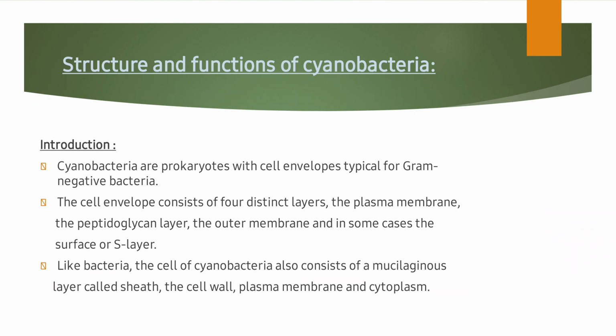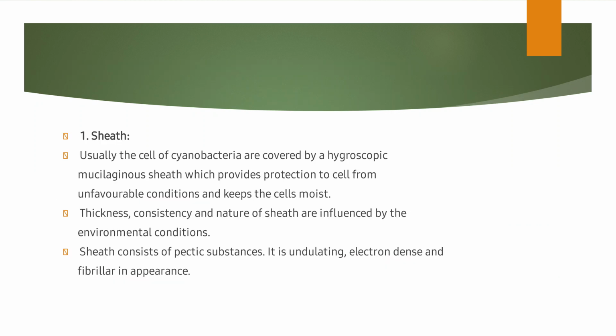Like bacteria, the cell of cyanobacteria also consists of a mucilaginous layer called sheath, the cell wall, plasma membrane, and cytoplasm. Sheath: usually, the cells of cyanobacteria are covered by a hygroscopic mucilaginous sheath, which provides protection to the cell from unfavorable conditions and keeps the cell in moist condition. Its thickness, consistency, and nature are influenced by environmental conditions.